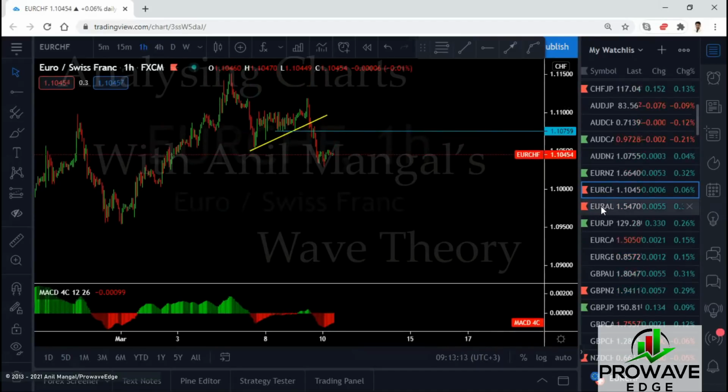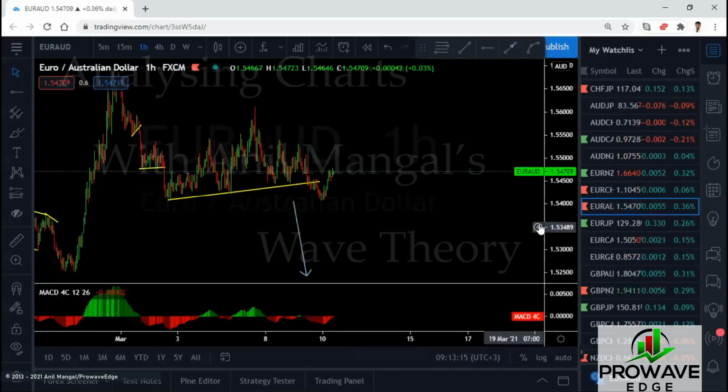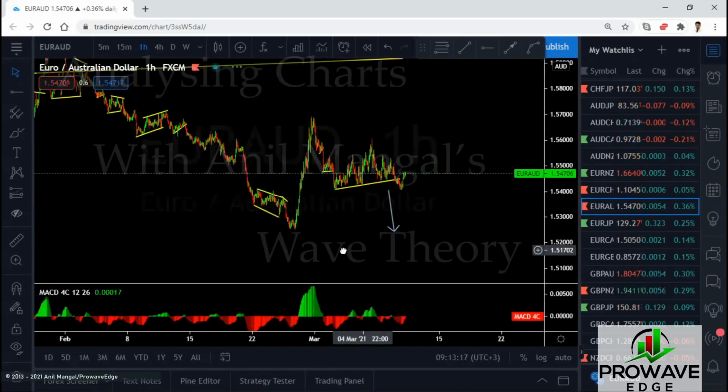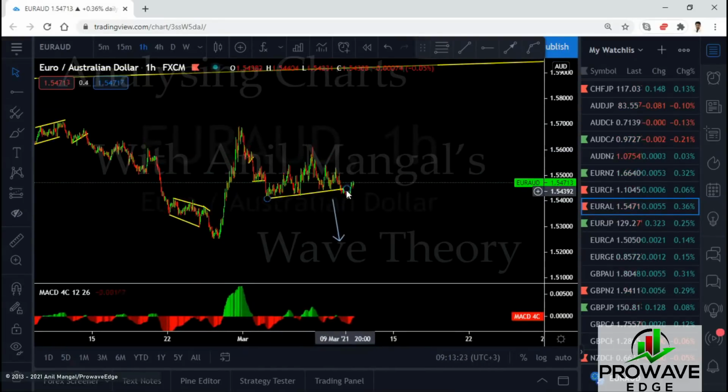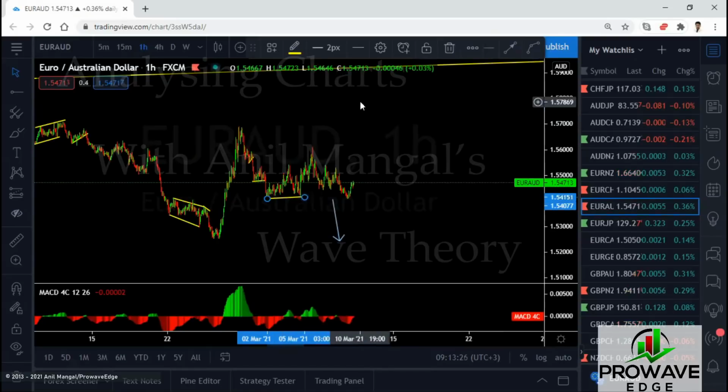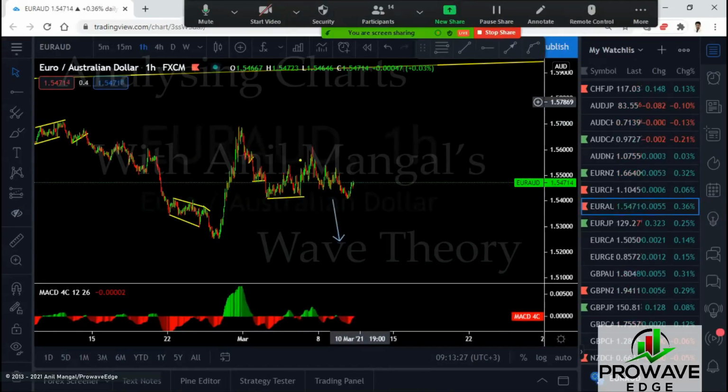Euro, let's see what we got. Euro Swiss, Euro Aus. Euro Aus is consolidating. We're expecting the downside. This is a pattern, so you need a flag. We don't have a flag. But if you put it like this, we're getting what the Euro New Zealand is making, which is a possible running flat here. And that means this would come down.